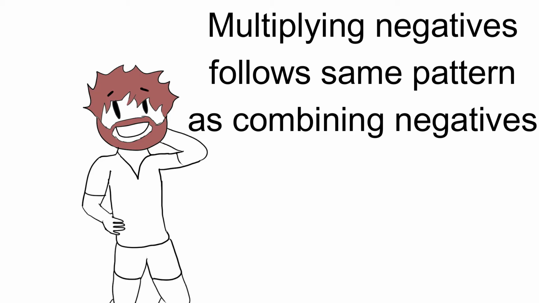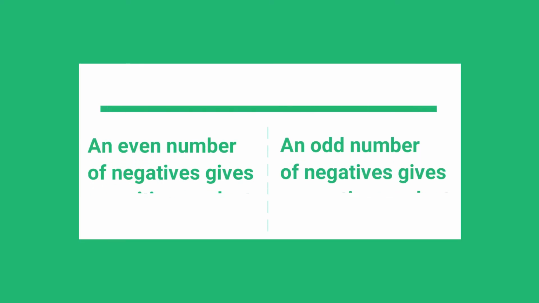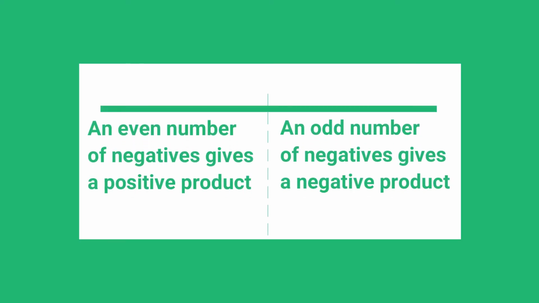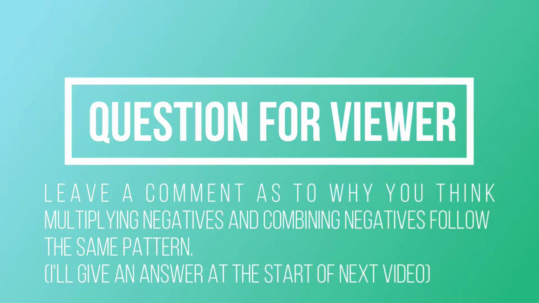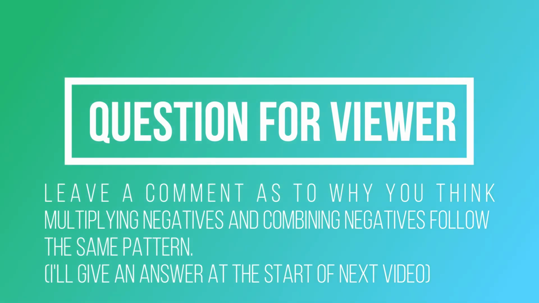Ultimately, multiplying negatives follows the same pattern as combining negatives did. An even number of negatives being multiplied together is positive, and an odd number of negatives being multiplied together is negative.